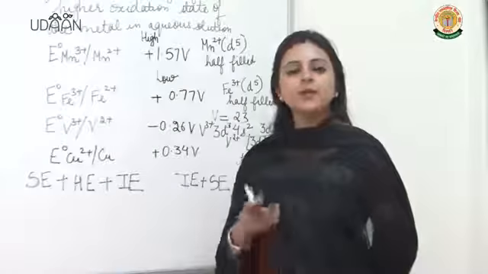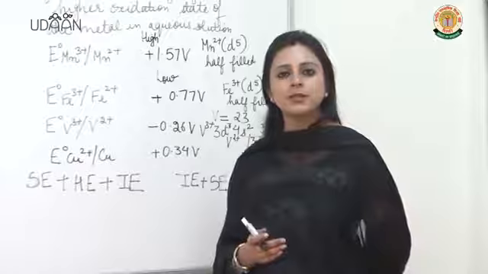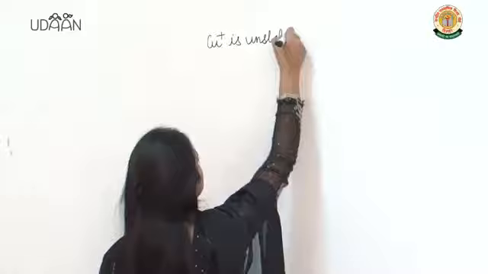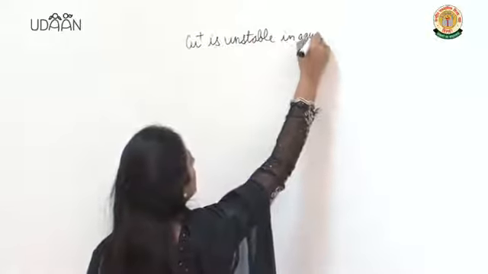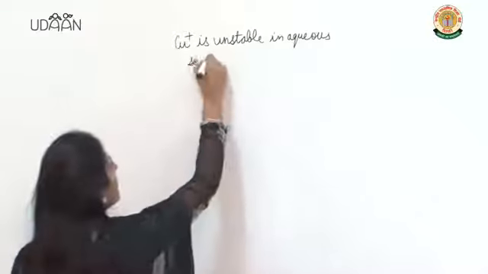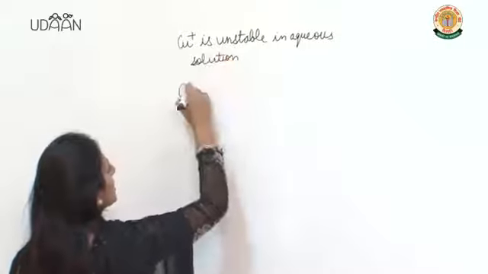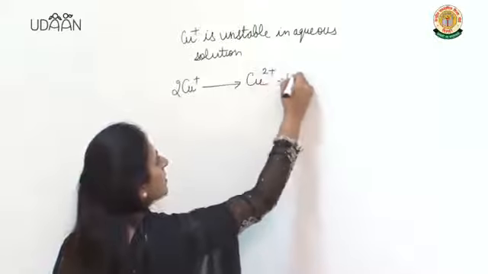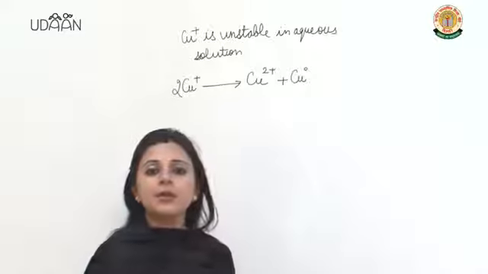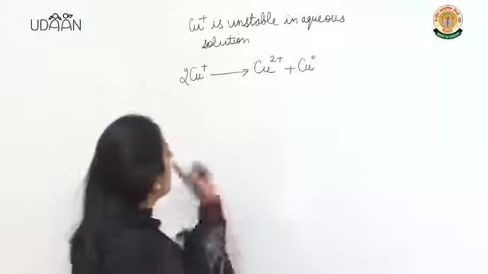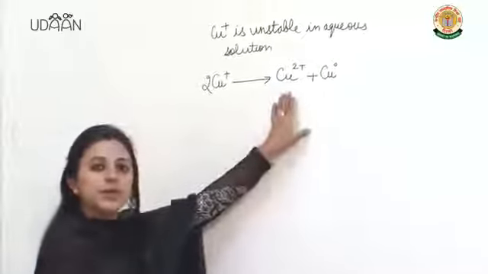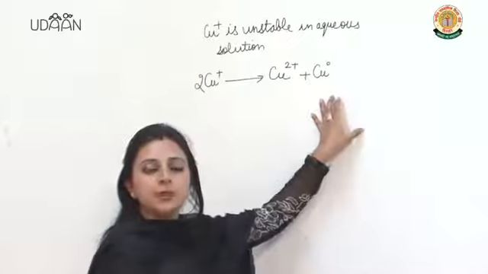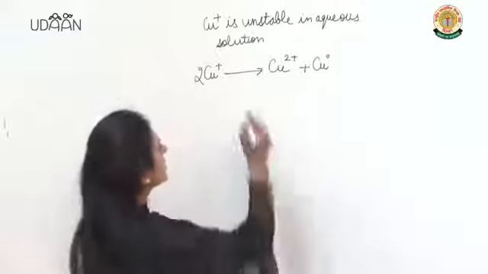Now we will understand more questions based on oxidation states. Copper(I) is unstable in aqueous solution. What is the reason that it is unstable? Because it undergoes disproportionation. Now what do we understand by disproportionation? It means that the same species gets oxidized as well as reduced. So copper is going from +1 to +2, meaning it is getting oxidized. It is going from +1 to 0, that means it is getting reduced. So this reaction is known as a disproportionation reaction.